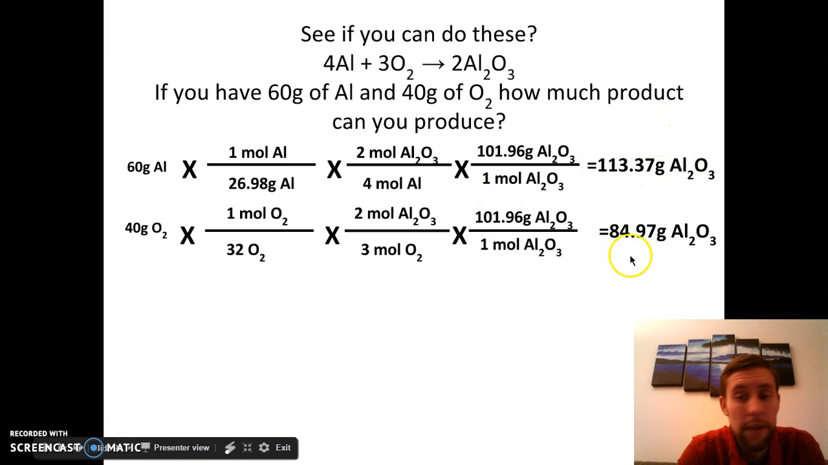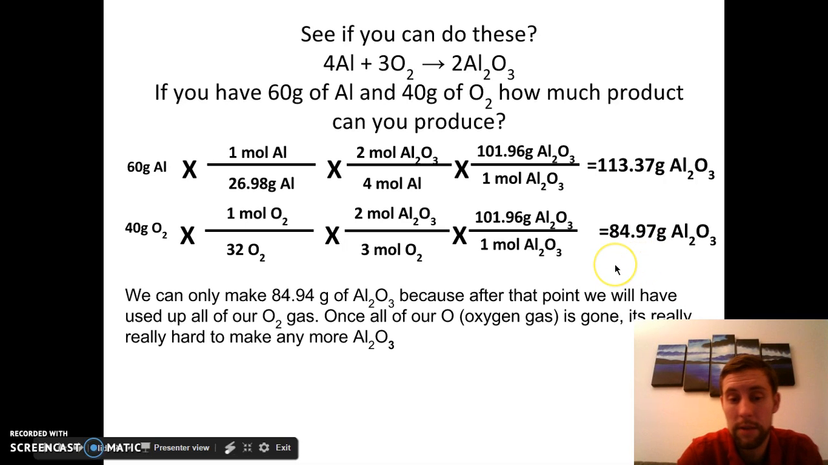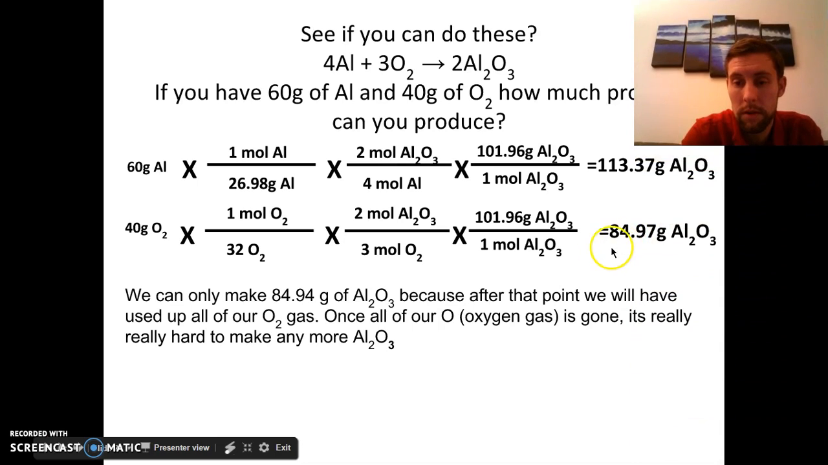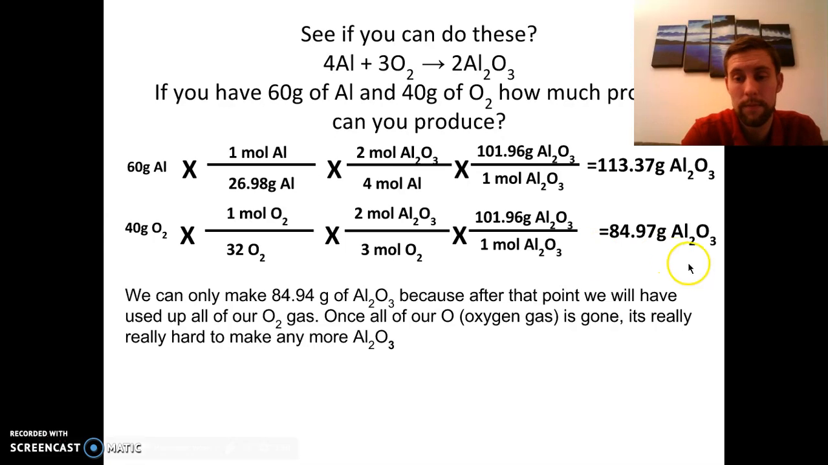So we can't make both of these. One of them is going to run out first. This number is lower because after 40 grams, you can only make this much. That means all the oxygen's gone, so you can actually only make 84.97 grams of aluminum oxide. This much would only work if you had more oxygen, but we run out. So the answer would be 84.97 grams of aluminum oxide. It's kind of impossible to make Al2O3 without any more O.